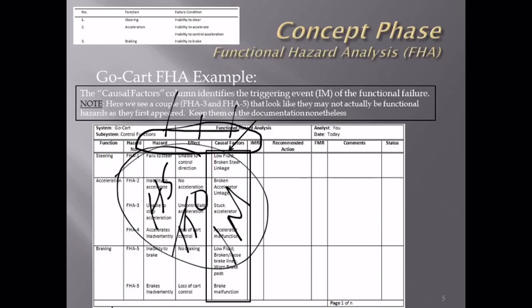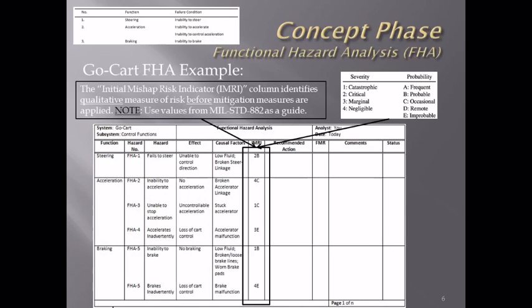Once we've identified the hazard, the three components of the hazard, we now move to the IMRI, the Initial Mishap Risk Indicator. This is the risk indicator prior to mitigation. So it's before mitigation.